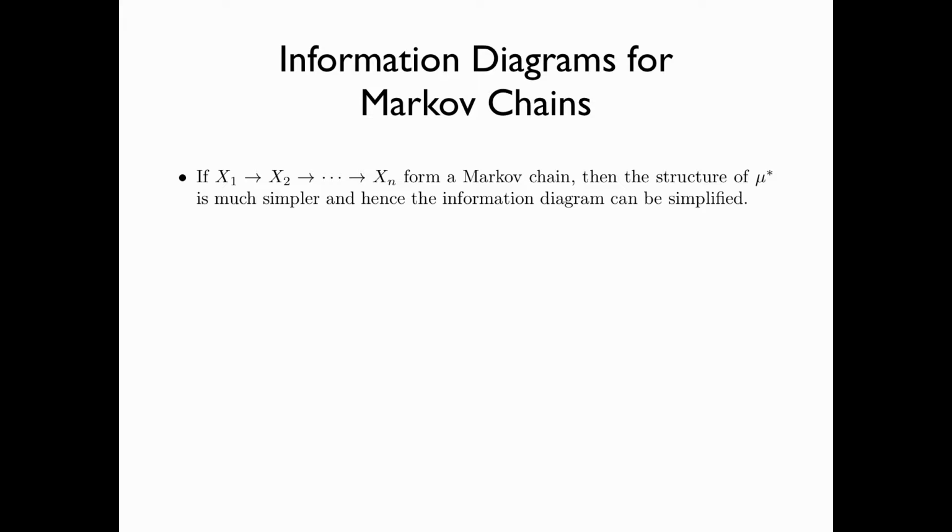Now we discuss information diagrams for Markov chains. If random variables X1, X2, up to Xn form a Markov chain, then the structure of mu star is much simpler, and hence the information diagram can be simplified.